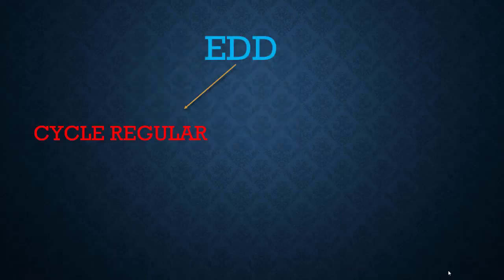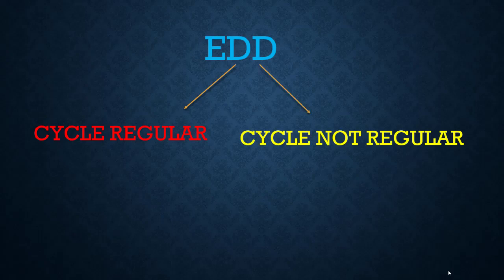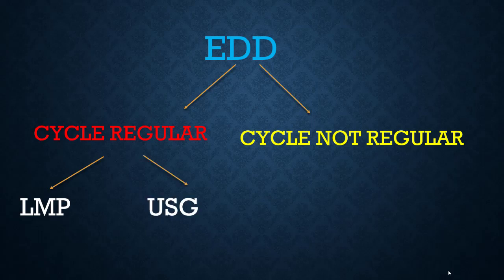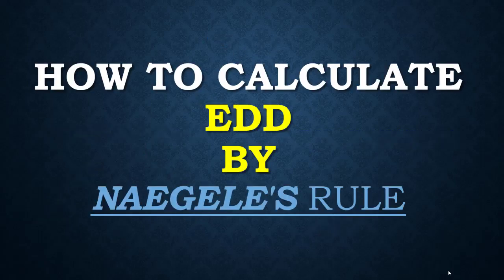Either it is regular or not. If it is regular, we can calculate EDD by last menstrual period and by using ultrasound. But if the cycle is not regular, you can calculate EDD by ultrasound, especially in the first trimester, that is the dating scan. Now I will tell you how to calculate EDD by using Naegele's rule. It contains two formulas. We will apply both of them to calculate the EDD.